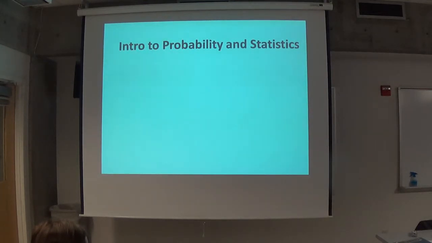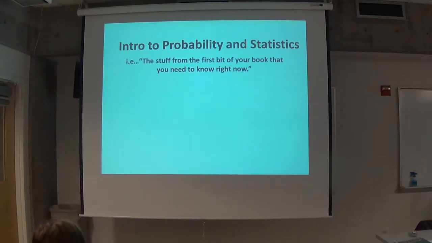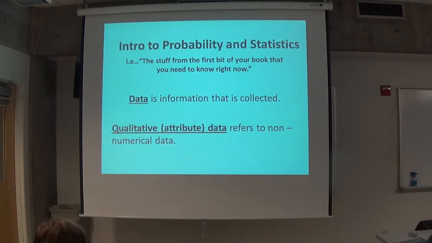So what I've tried to do is extract the first parts of the text that are relevant to what we're going to be doing starting Tuesday, and the rest, like ogives and box plots and z-scores and percentile ranks, will show up when we need them to.